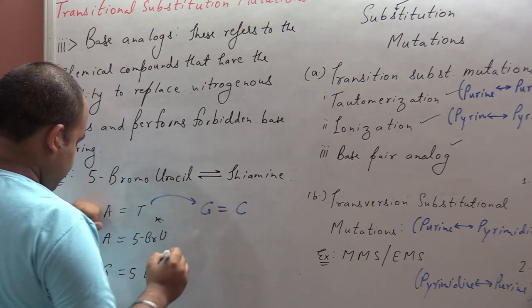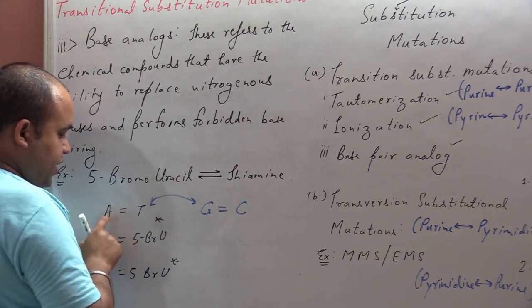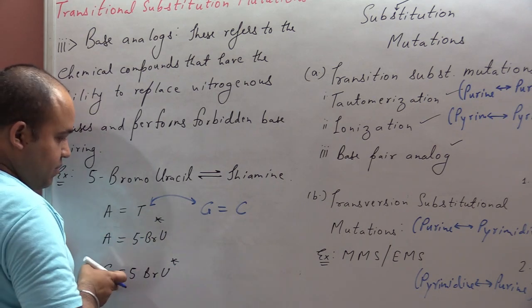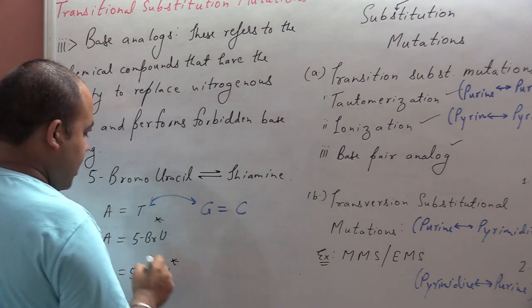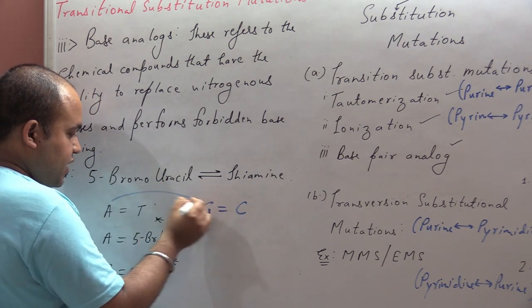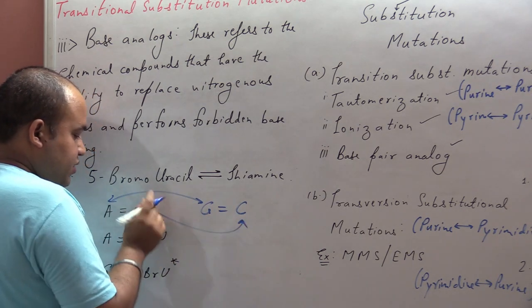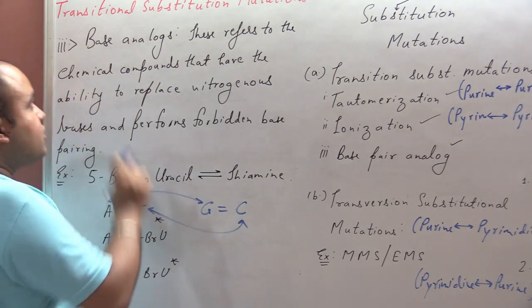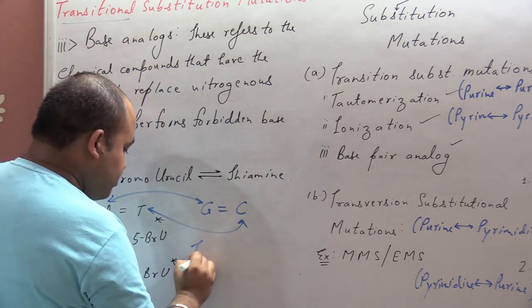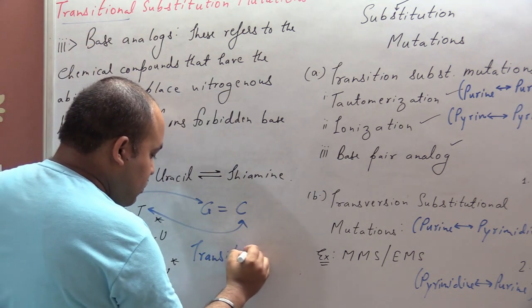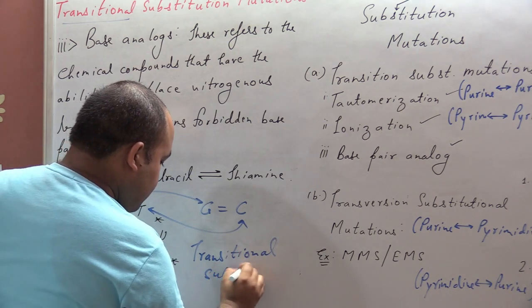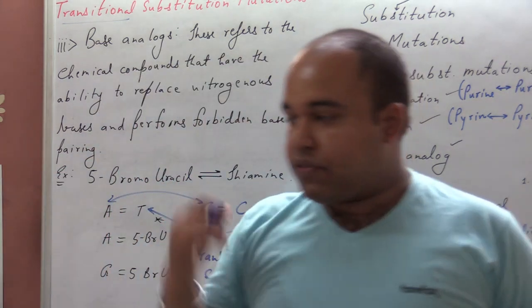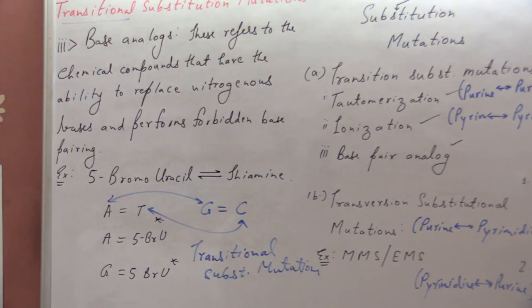So you can find here adenine and thymine have been replaced by guanine and cytosine, because adenine binds with 5-bromouracil, 5-bromouracil binds with guanine, and ultimately guanine and cytosine are being formed. So adenine is replaced with guanine and thymine is replaced with cytosine. Purine replaced with purine, and pyrimidine replaced with pyrimidine. So this is called transitional substitutional mutation. All of these are referred to as transitional substitution mutations.